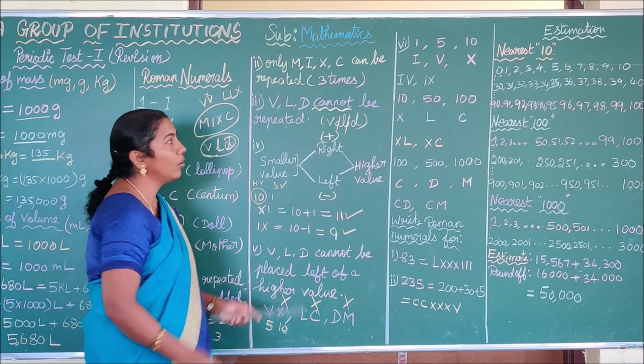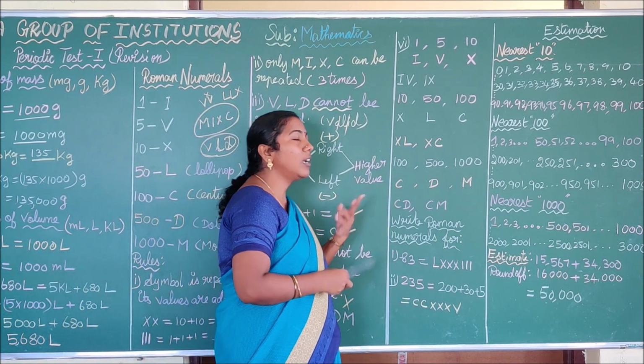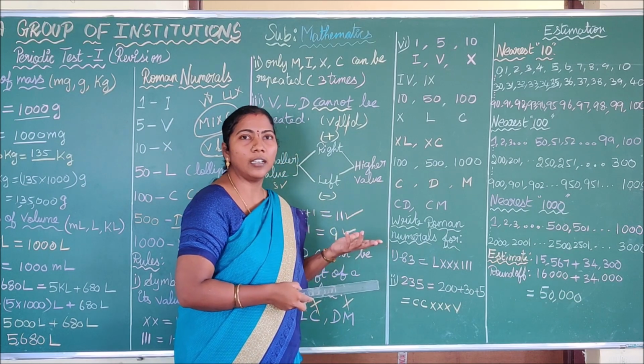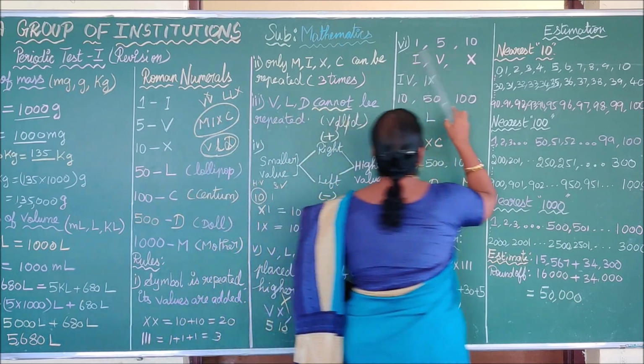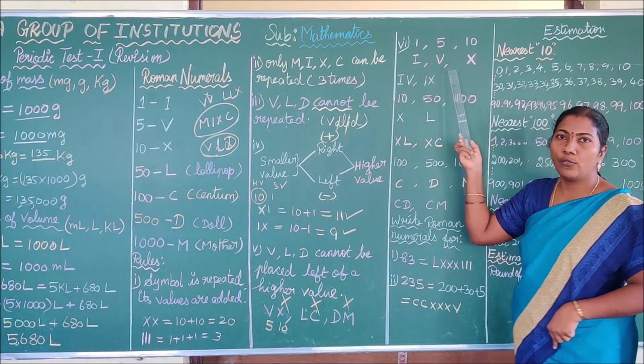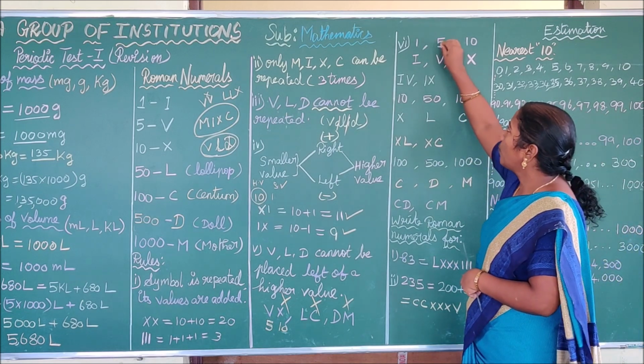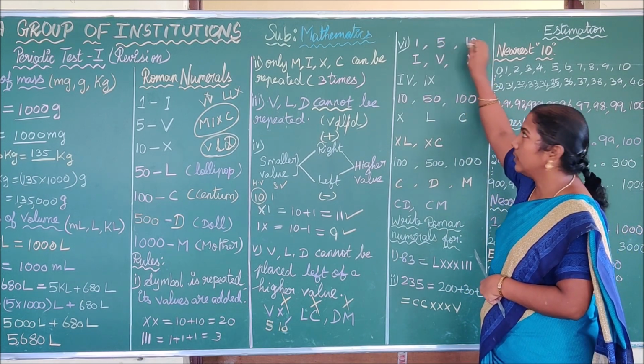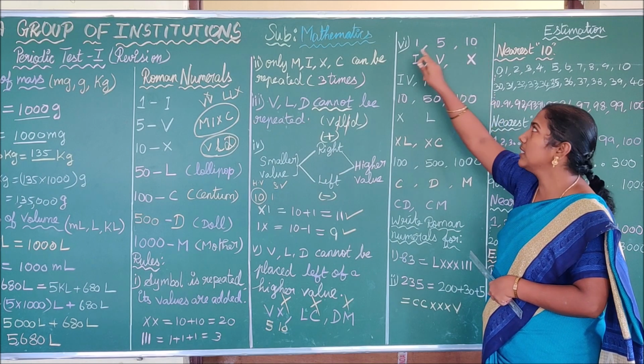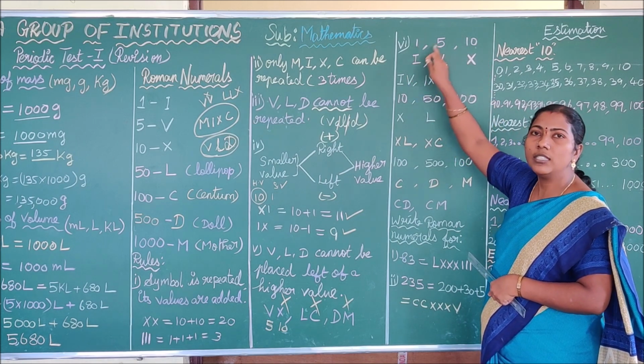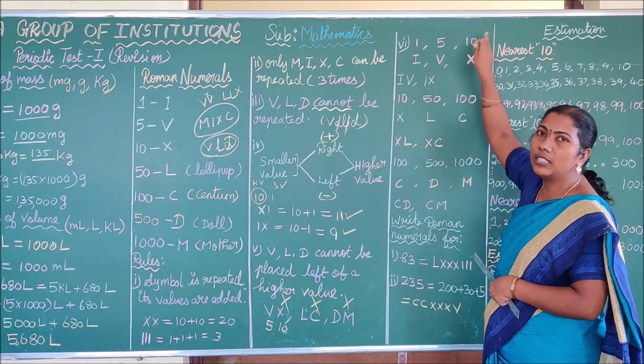Do you remember, children? Okay. See here. So what are the symbols we can write on the left hand side? I have given only the hint here. See the hint very carefully. 1, 5, 10. Write the number first like that. What is the symbol for 1? I. What is the symbol for 5? V. What is the symbol for 10?